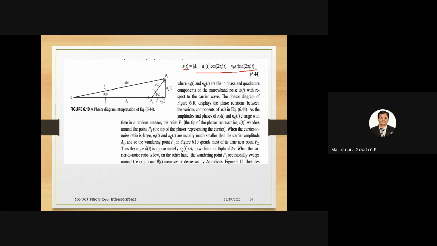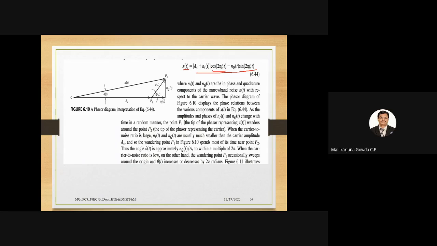Then if you take the cosine term common, we can take this A_C plus N_I of t as common. Then I can write it as A_C plus N_I of t into cosine of 2 pi f_c t. I hope you understood. x of t is the output of the bandpass filter, which is nothing but the input to the discriminator.